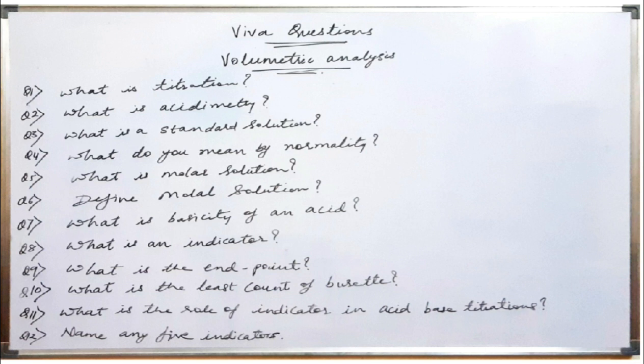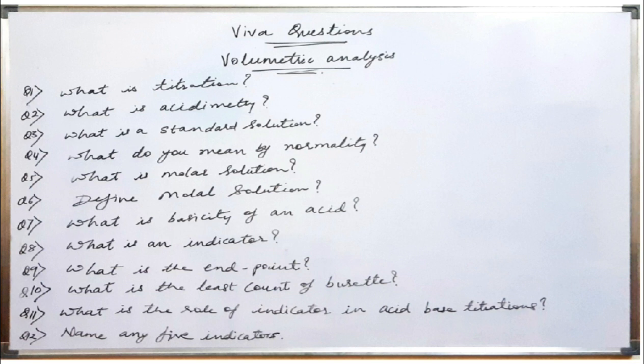What is acidimetry? If you determine the strength of a solution of an acid by titrating it against a standard solution of an alkali, that is called acidimetry. On the other side, what is alkalimetry? Alkalimetry is the determination of the strength of an alkali solution by titrating it against a standard acid solution. That is called alkalimetry.